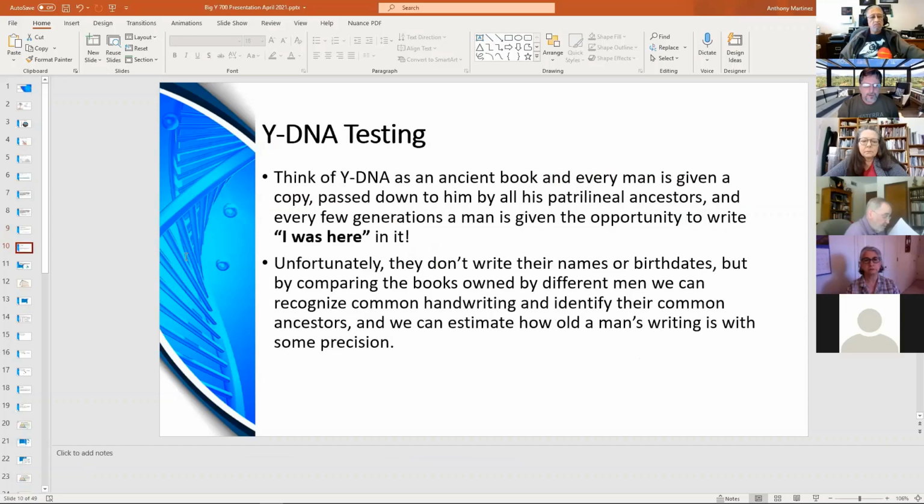haplogroups. All right, so like I mentioned last time, think of Y-DNA as an ancient book, and every man is given a copy passed down to him by all his patrilineal ancestors. And every few generations, a man is given the opportunity to write, "I was here," right, in it. So unfortunately, they don't write their names or birth dates, but by comparing the books owned by different men, we can recognize common handwriting and identify their common ancestors, and we can estimate how old a man's writing is with some precision.